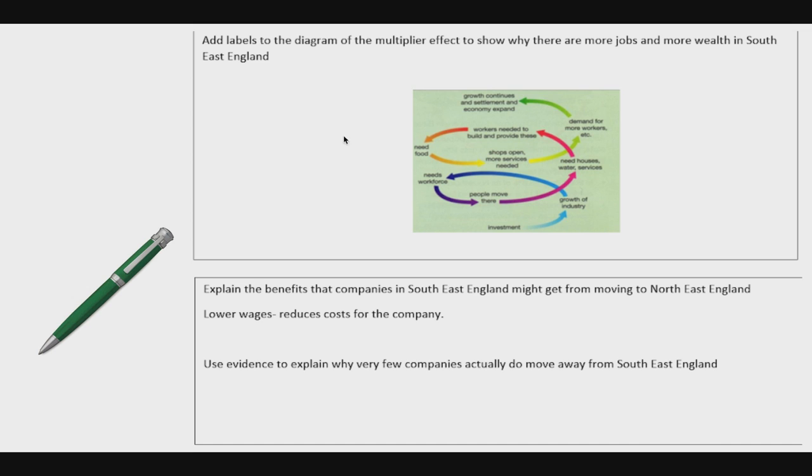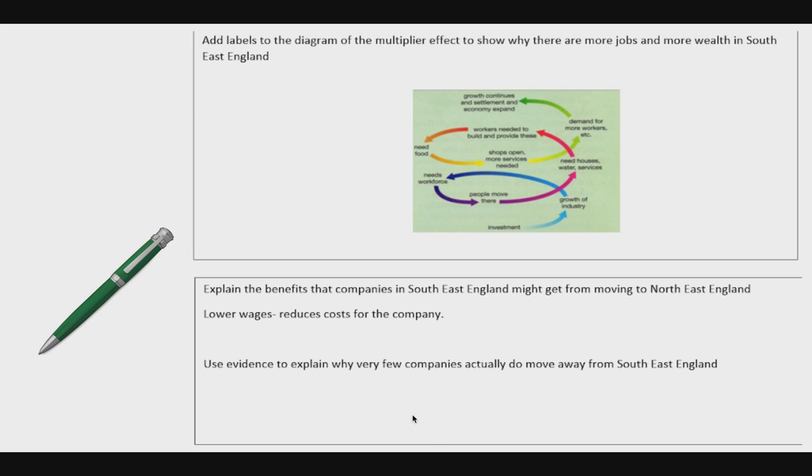So, can you add to this diagram of the multiplier effect to show why there are more jobs and more wealth in the southeast of England? And you've got to particularly think about what kinds of industries did we mention before, okay? What kinds of industries have been successful or pay people high wages? And also about the fact that we talked about government investment, okay? So government investment are government payments into certain things that promote those industries.